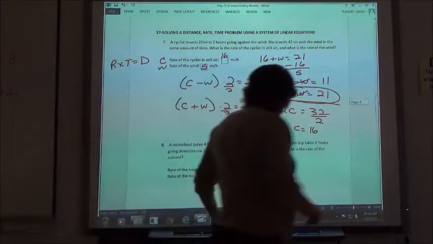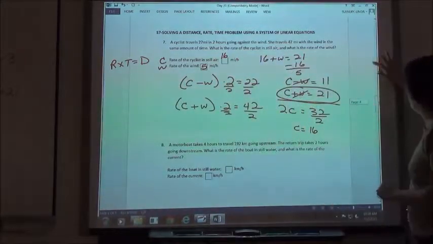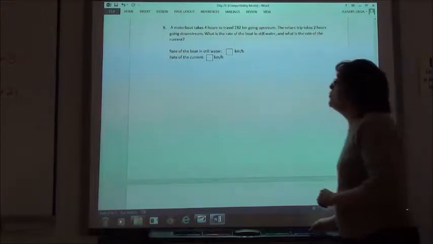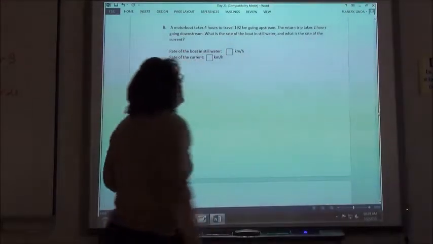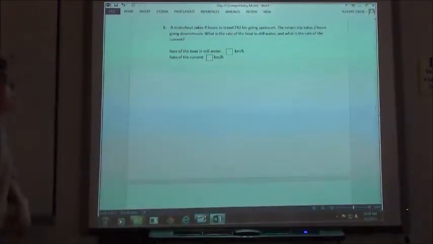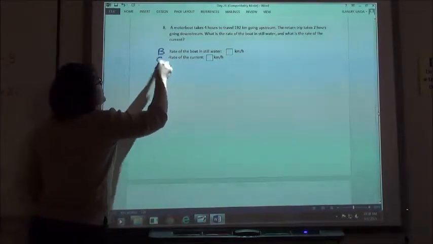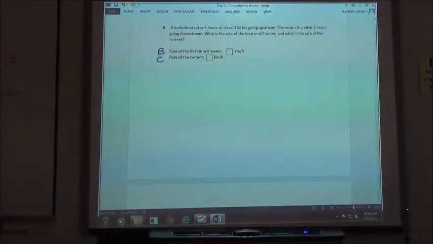So number 8 is going to look really similar to number 7 here. A motorboat takes 4 hours to travel 192 kilometers going upstream. The return trip takes 2 hours going downstream. What is the rate of the boat in still water? What is the rate of the current? So I'm going to use B for boat, C for current. Use something that makes sense to you so you know which answer goes where.